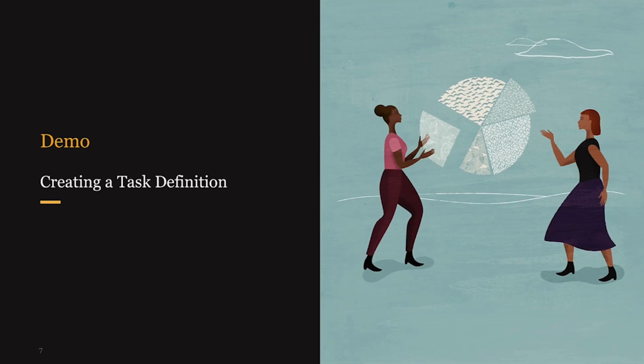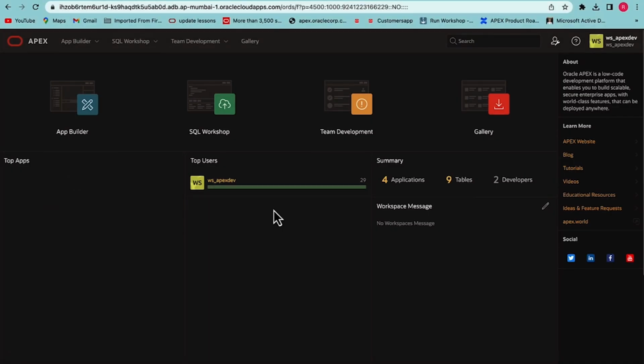Let us see a demo on creating a task definition. Creating a task definition. Create a task definition from the Shared Components page under the Workflows and Automations heading. To create a task definition, click the App Builder icon.